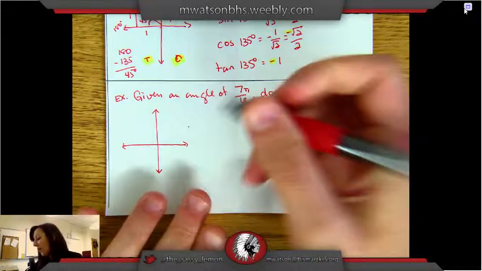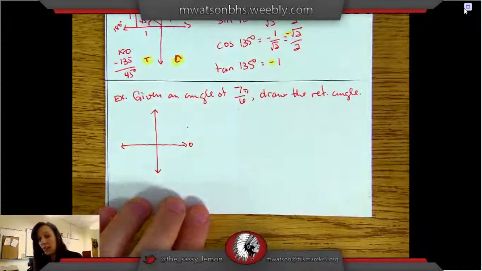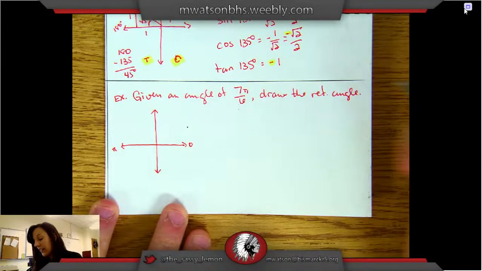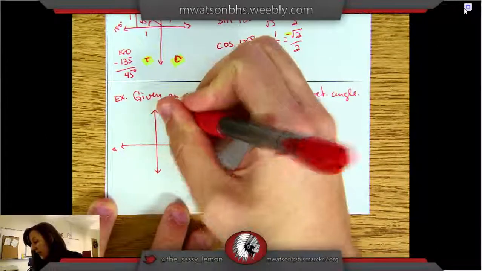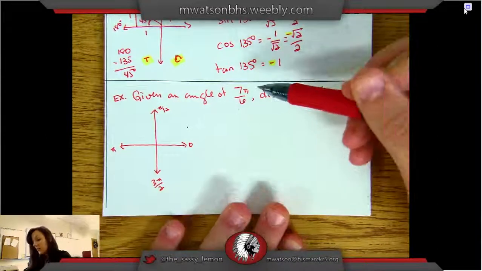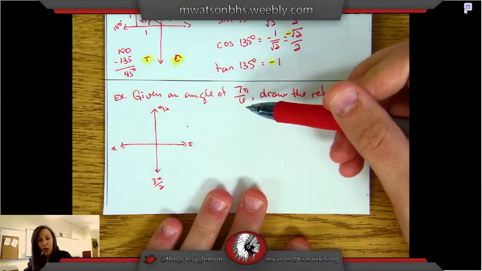Okay, so we know that this is 0 radians. Hopefully you know that this is pi radians. And then halfway between that's pi over 2. And this is 3 pi over 2. So now we have to figure out, where does 7 pi over 6 fall?